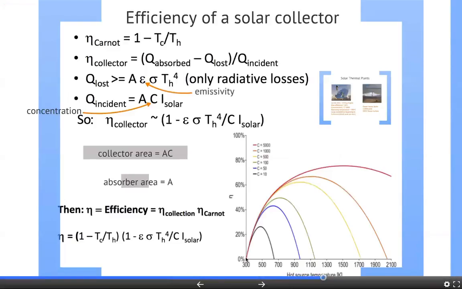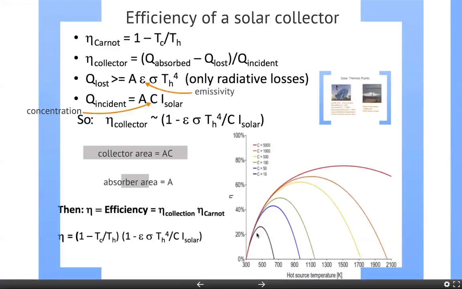So first of all, you'll notice, sorry, this is the hot source temperature. When you increase the temperature of the hot source, the efficiency increases, right? As you increase that, this number goes up, this whole thing goes down, and this whole thing goes up, right? So the Carnot efficiency increases up to a limit, after which the losses start dominating, and it starts going down. So it reaches a peak value here.